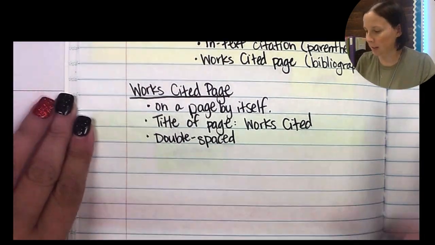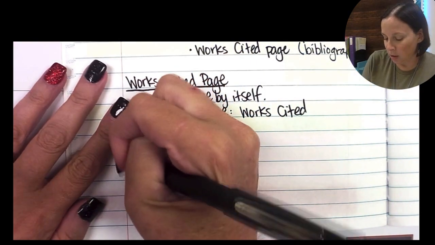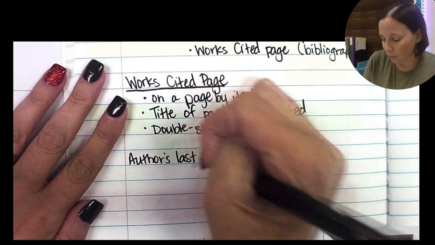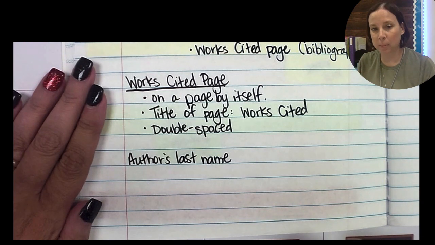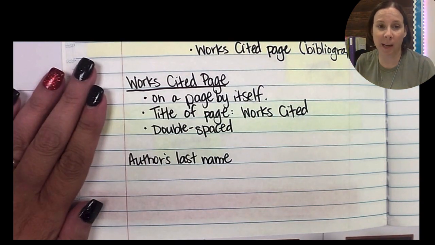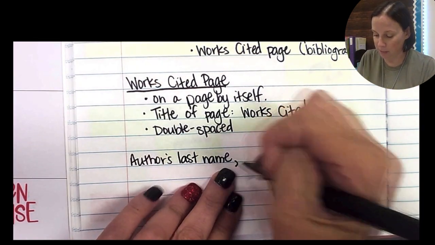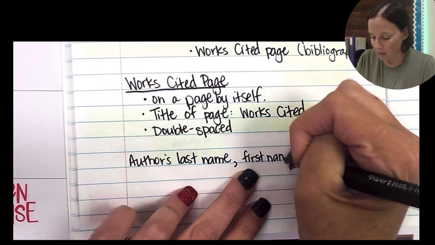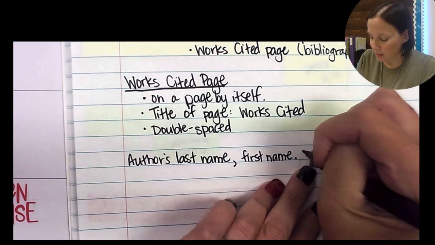Okay, so here we go. Here's what a citation for a works cited page looks like. You're going to start with the author's last name. Now punctuation is extremely important when it comes to MLA documentation, any kind of documentation. APA is just as picky. So after you write the author's last name, you're going to put a comma, and then it's going to be their first name. Then you're going to put a period. Okay? Then you're going to give me the title.